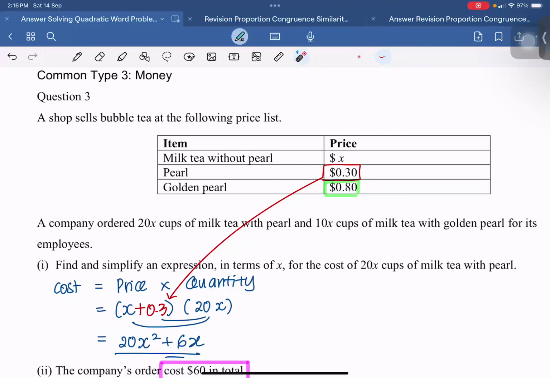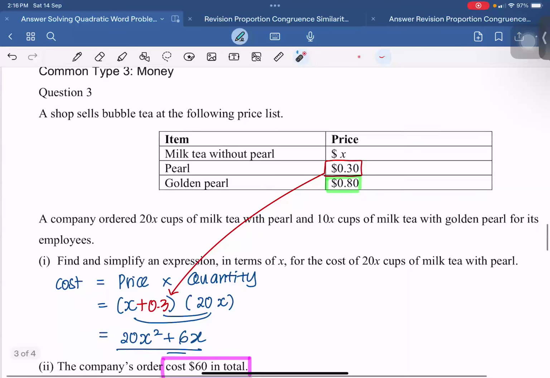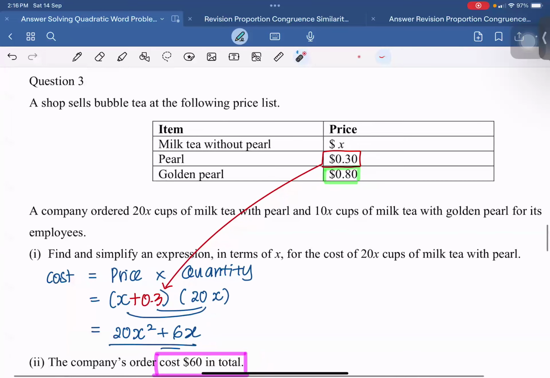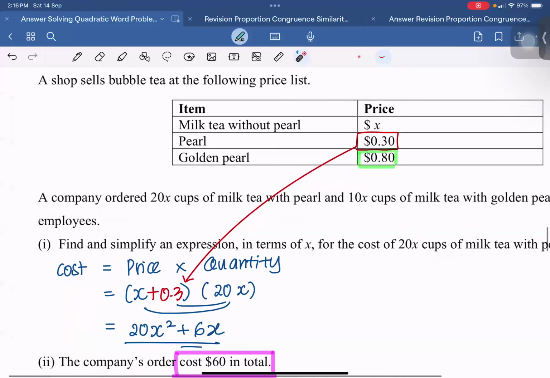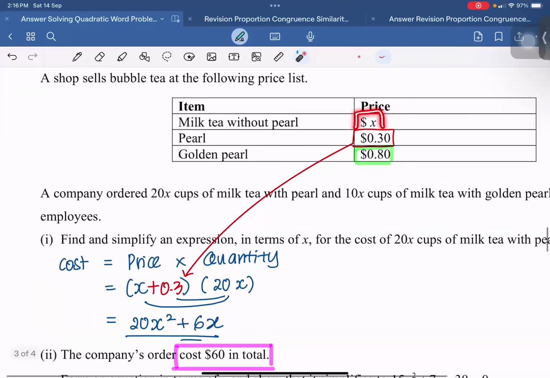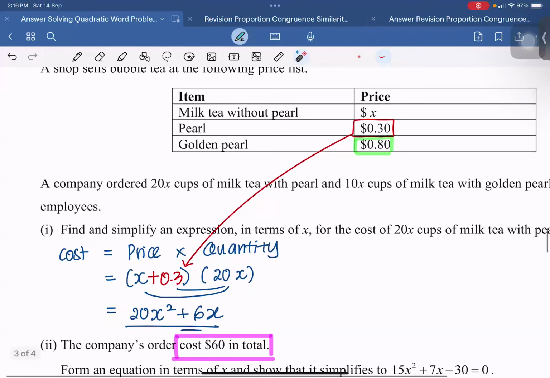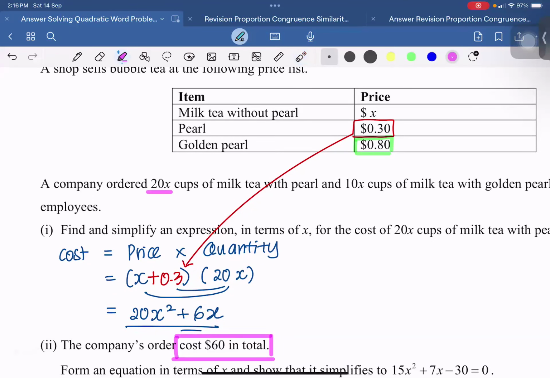Okay, so in this part of the question, the shop sells bubble tea at the following price list. Milk tea without pearl, just the milk tea itself, is the basic x dollars. Then the pearl is $0.30, it is 30 cents. Golden pearl is another 80 cents. So this company ordered 20x. This is a quantity, right? So quantity.